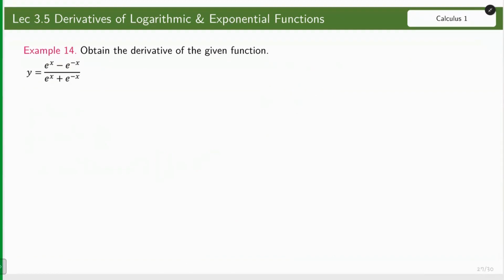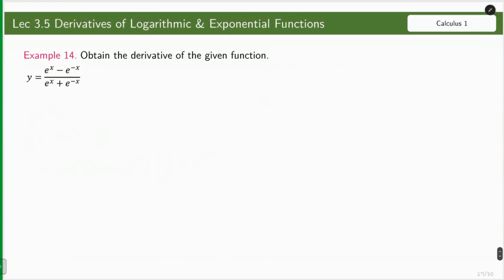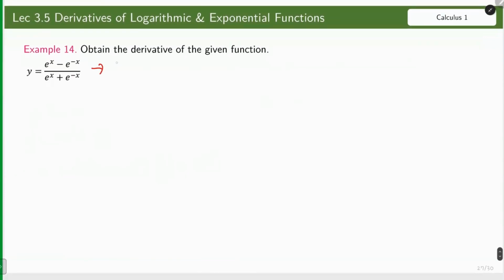Example 14, y is equal to e raised to x minus e raised to negative x all over e raised to x plus e raised to negative x. All right, we have here a quotient since we have x on the numerator and x on the denominator. So this one takes the form u over v. However, if you notice, our exponents here are different. We have x and negative x. Now, we can actually get the derivative of this one right away. But if we would like to manipulate it first, suppose that we have that here. Let us write the negative exponent as this one.